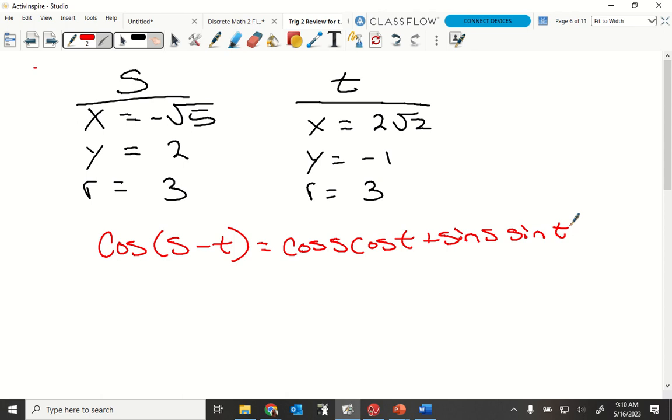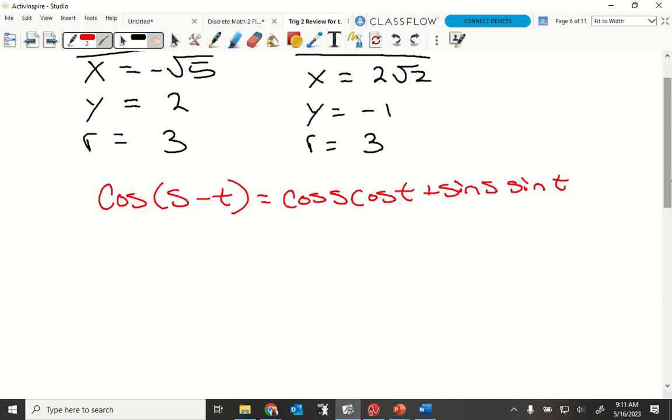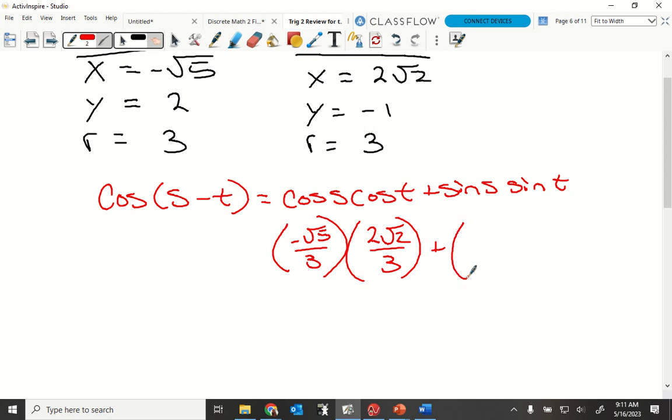All right, so let's start plugging in the values that I have. So cosine is x over r. So my x is going to be negative rad 5 over 3, times 2 rad 2 over 3, plus sine s, which is 2 over 3, times sine t, which is negative 1 over 3.